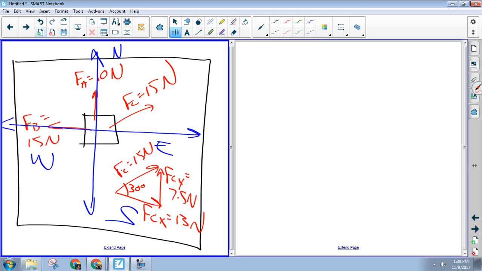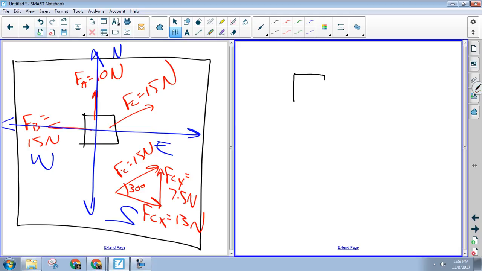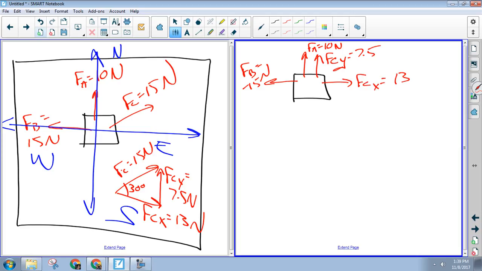Okay, so here we go. Let's make a new drawing. Here's our box. Here are our forces. Force A, 10 newtons. Force B, negative 15 newtons. Force C in the y direction, 7.5. Force C in the x direction, 13.